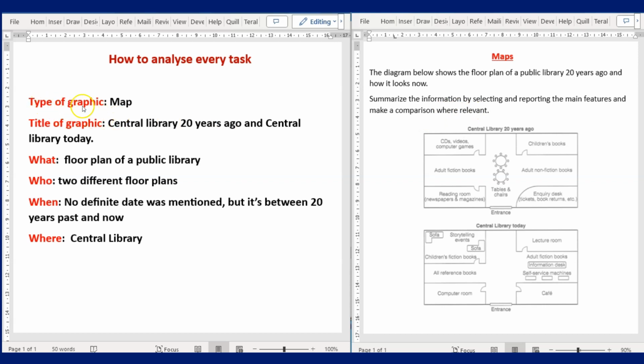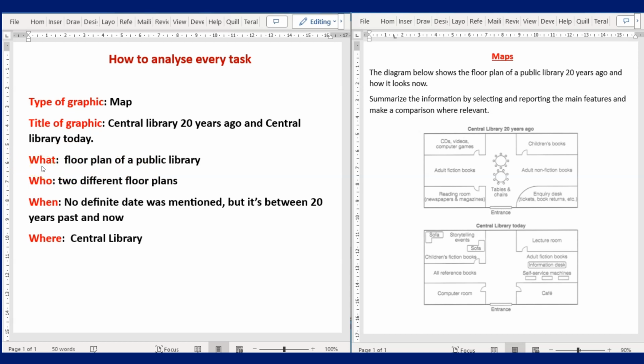So we know that the type of graph is a map. All right, so we have two maps there, and we know that the title of the graph, we have the first one to be the Central Library 20 years ago and Central Library today. So Central Library 20 years ago and Central Library today or now.